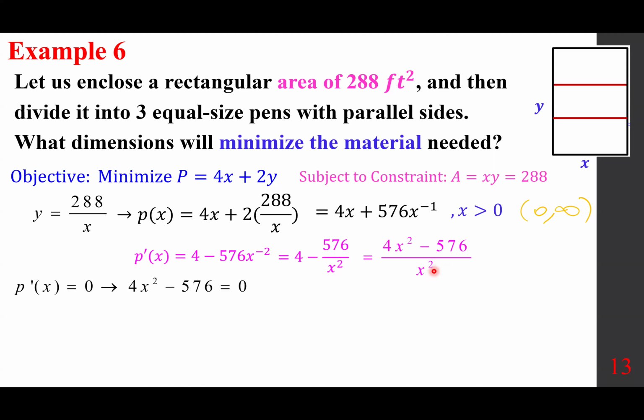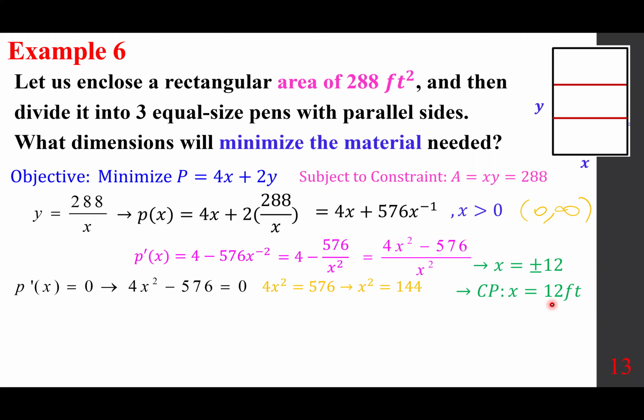By the way, if you said f prime doesn't exist, the denominator becomes 0, x is 0, which is not in the domain. So this one, 4x squared is 576. Divide by 4, x squared is 144. And x has two answers. But dimensions can't be negative. So only one answer is acceptable. So you have an open interval with one answer, meaning local becomes absolute.